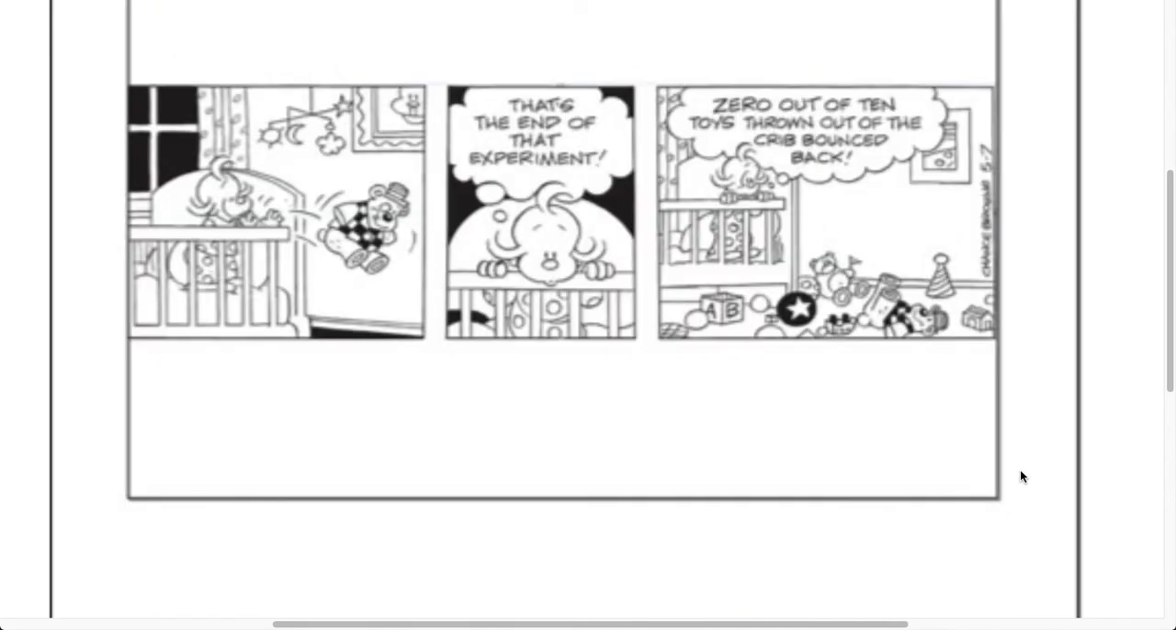All right, and here's another funny, super funny cartoon for you. Looks like we got a little baby here running an experiment. This baby has thrown all of their toys out of their crib, and according to the experiment, 0 out of 10 toys will bounce back into the crib. Okay, so there you go. There's a good belly laugh for you.